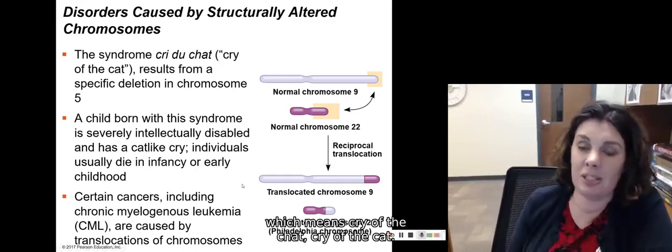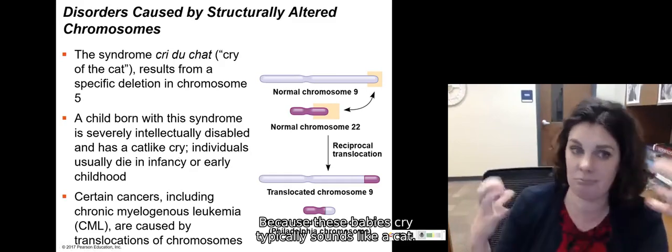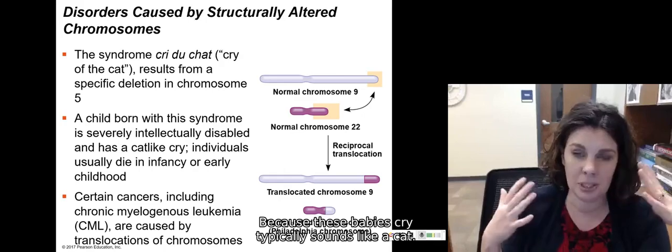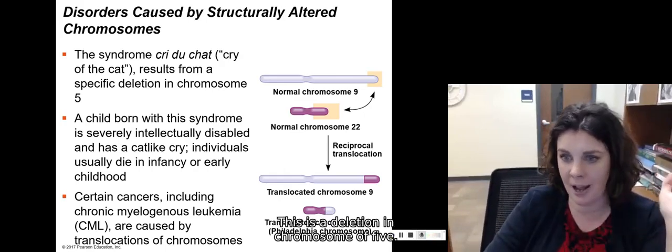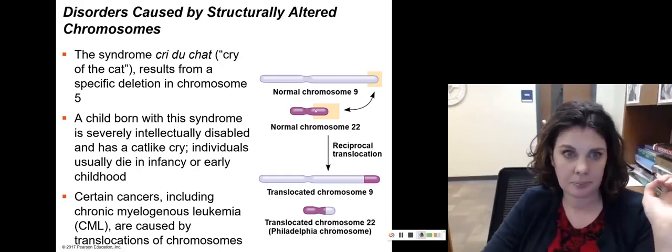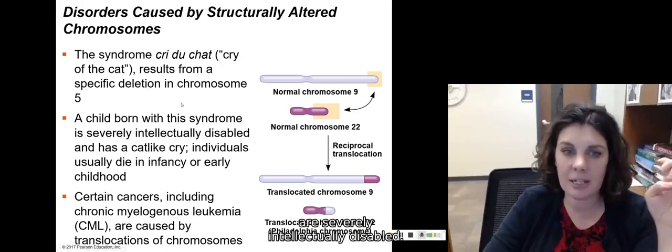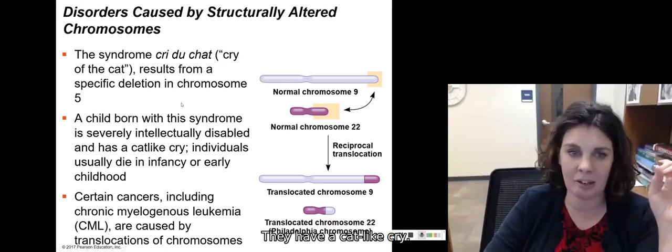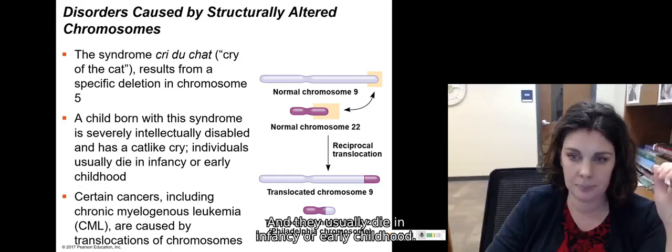There's a syndrome called cri du chat, which means cry of the cat, because these babies' cry typically sounds like a cat mewing. This is a deletion in chromosome 5. Children born with cri du chat are severely intellectually disabled. They have a cat-like cry, and they usually die in infancy or early childhood.